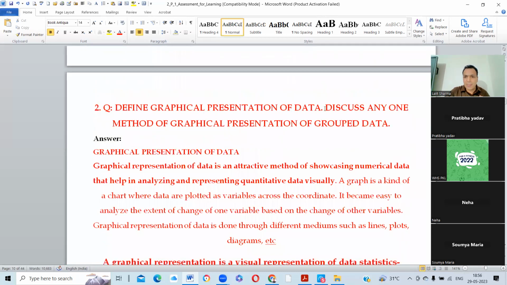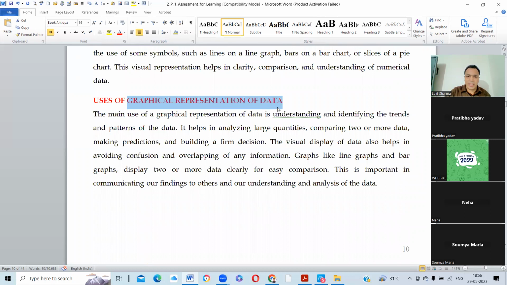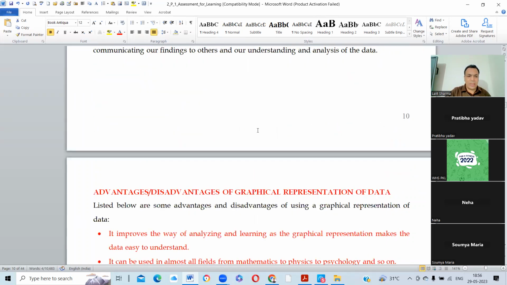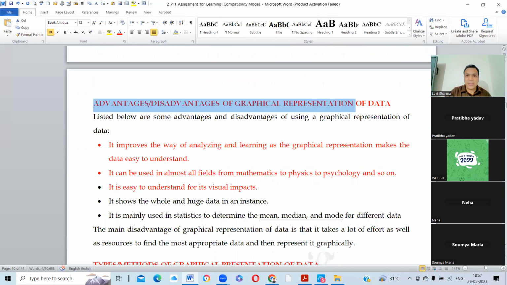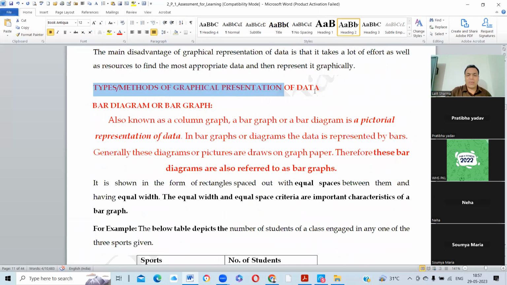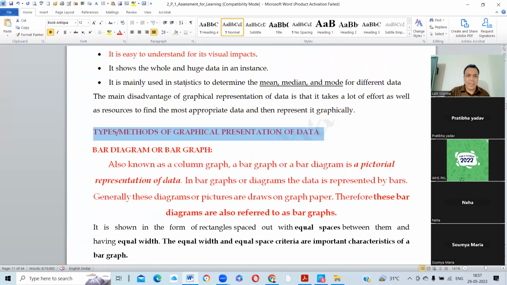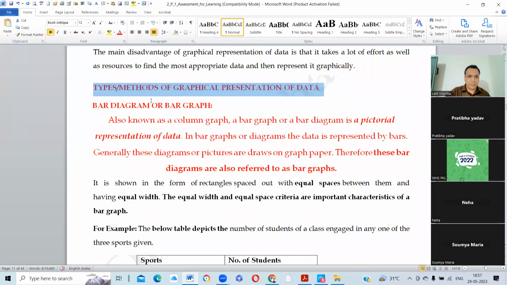Now, the second part: discuss any one method of graphical presentation of grouped data. Look, uses of graphical presentation of data, this is a use you can learn. Advantages and disadvantages of graphical presentation of data, right? Now, types and methods of graphical presentation of data. So here you have to talk about bar diagram, histogram, whichever two or four you know about, this is a graph or chart you know about. I have explained that because the question asks for any. So I have explained 3 or 4, guys.